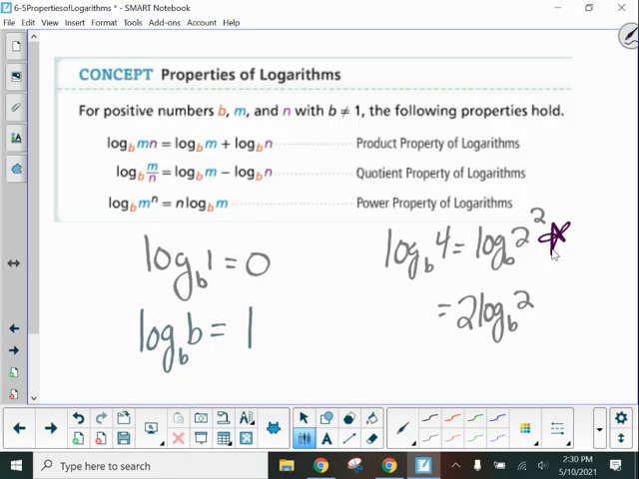There are 2 additional properties that I did want to put up here because they do come up once in a while. If you take the logarithm of 1, it doesn't matter what your base is, that's always equal to 0, because anything to the 0 power is equal to 1. And then similarly, if you are taking the log of something and your base and your argument are the same, that is equal to 1. So log base 2 of 2, log base 3 of 3, log base e of e, so that's natural log of e, those are all equal to 1. If your base and your argument are the exact same thing, that is going to equal 1.